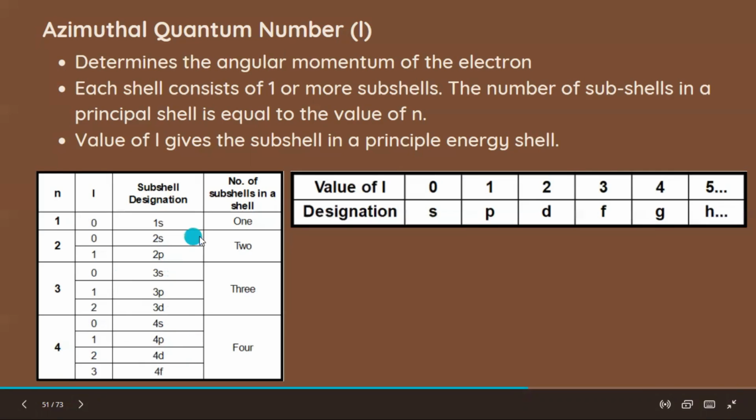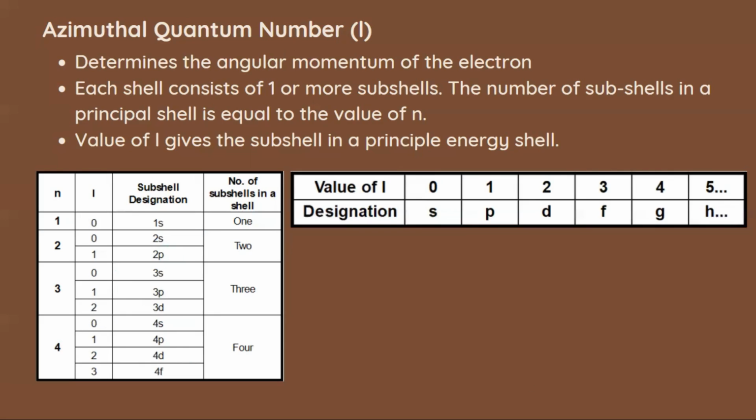So the azimuthal quantum number gives us the information or determines the angular momentum of the electron. It also gives us the information on the subshells present in the principal shell, since the number of subshells is equal to the principal quantum number, and also it gives us the relative energies of various subshells.